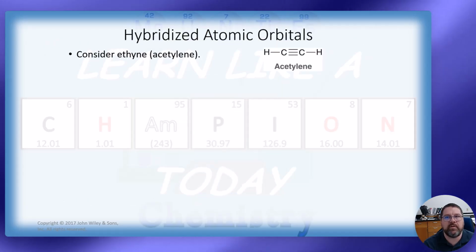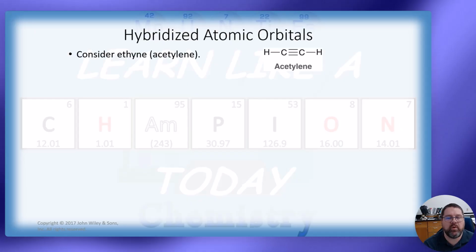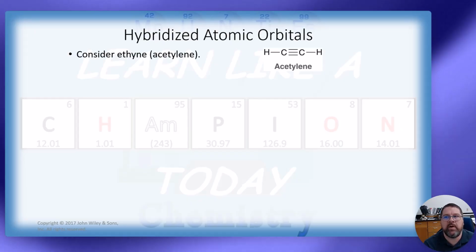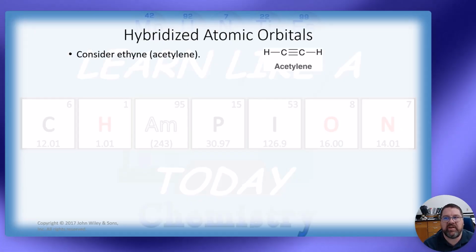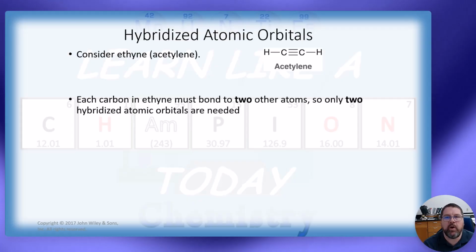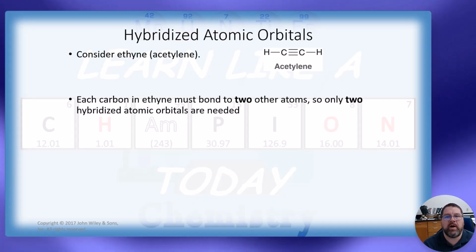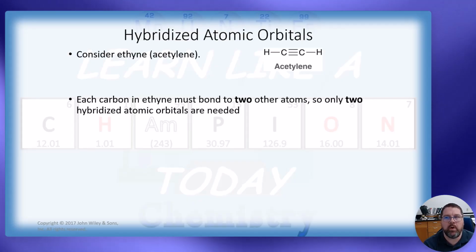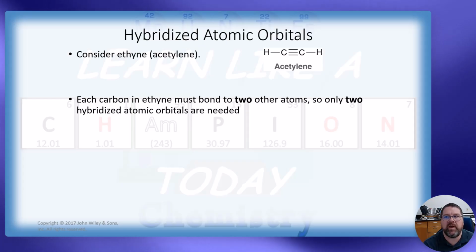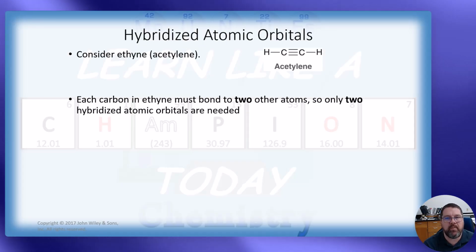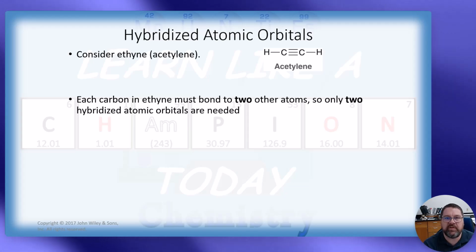Now let's consider the molecule ethine, or more commonly referred to as acetylene. We see from its Lewis structure that it has a triple bond. And so in order for carbon to be able to form these triple bonds, we know that there's going to be one sigma bond and two pi bonds. So that tells us a couple things.